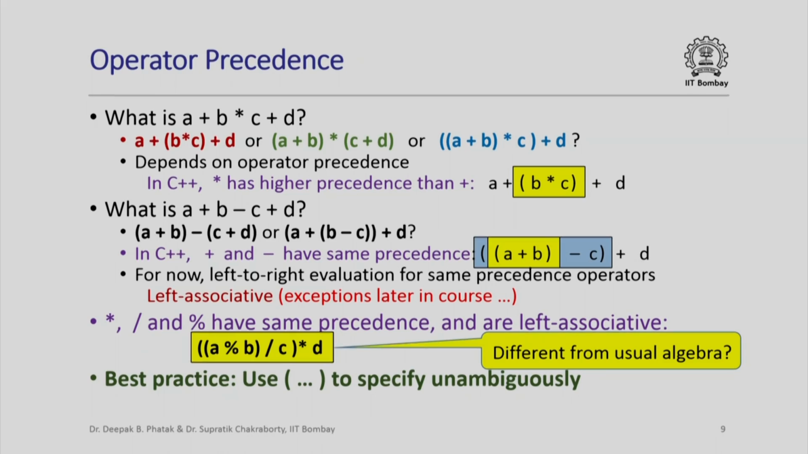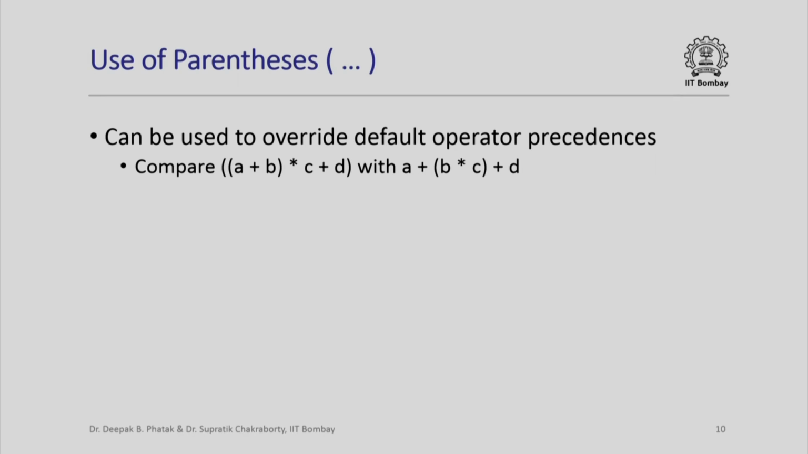So the best practice is really to use parentheses to specify the exact order in which you want the different operators to be evaluated unambiguously. So parentheses can be used to override default operator precedence. For example, for a + b * c + d, using parentheses I can specify that first add a and b, then multiply c with it and finally add d, or I could say first multiply b and c, then add a and d to it.